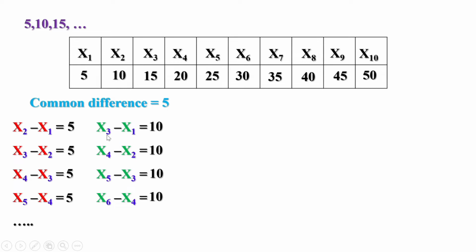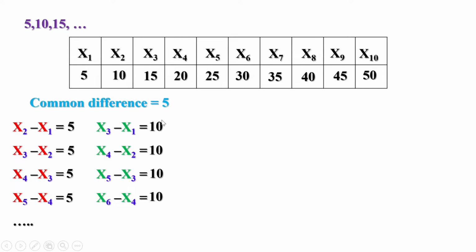Now let us observe the positions. Here the position is 3 and this is 1. What is the difference, 3 minus 1? 2. Now find the position difference in the second example, 4 minus 2, again 2. In the third example, 5 minus 3, again 2. And in the fourth line, 6 minus 4, again 2. So in all these examples, the position difference is always 2.